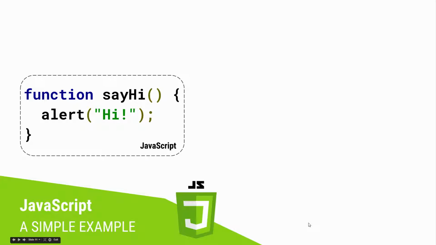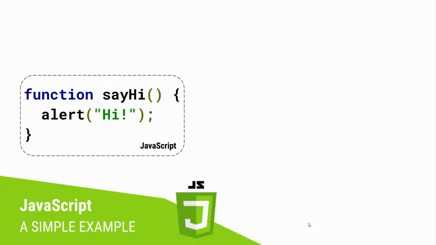This right here is an example of JavaScript. In this case, it's a function, something that does something. The name of our function is sayHi. And the only thing that our sayHi function does is it alerts the user with a message, hi. And by alert, I mean a pop-up that will say hi.